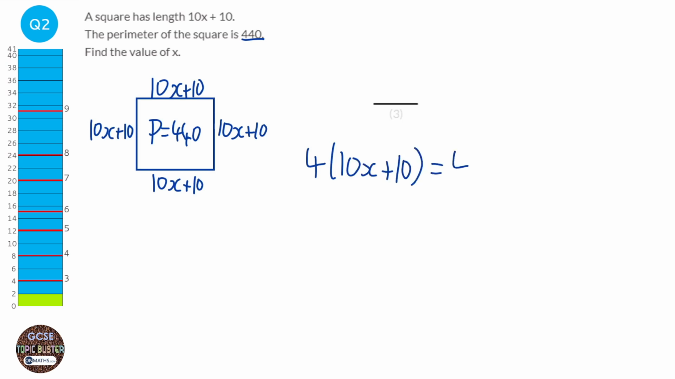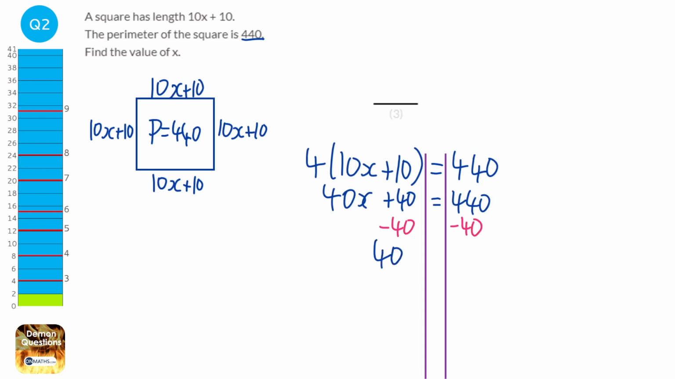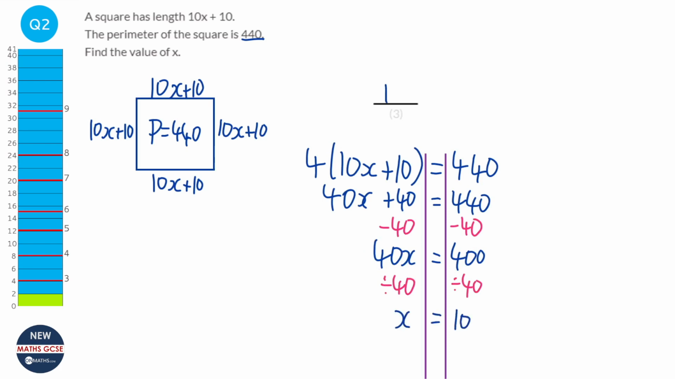But we also know that that is going to be 440, because we're told in the question that the perimeter is 440. So put our lines in, because we're going to solve, and we're just going to start by expanding the brackets. So that'll be 40x plus 40 equals 440. Then we're going to get rid of the plus 40 first, so take away 40 both sides. And so that would be 40x equals 400. And then we get rid of the 40 before the x, so we divide both sides by 40. And we've got x equals 10. So our answer is 10.